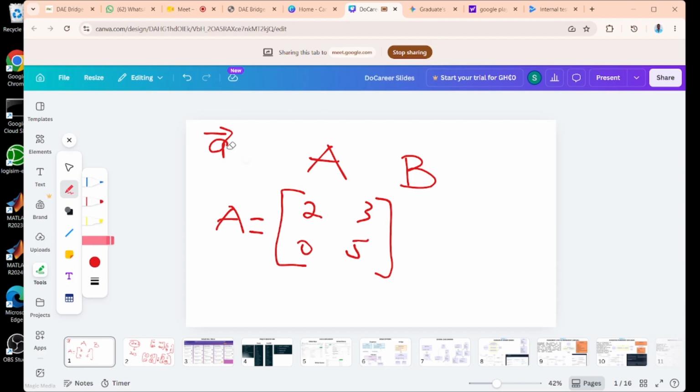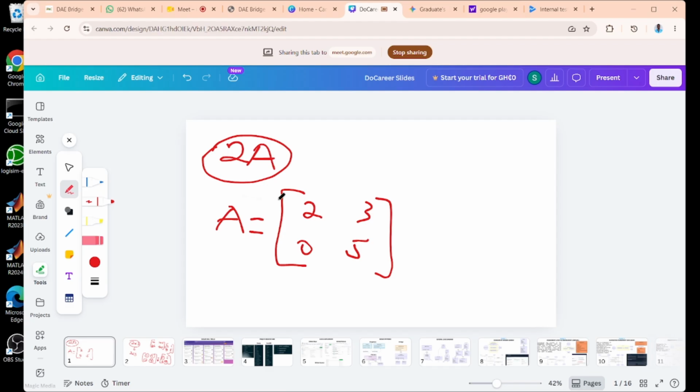Let's say you have matrix A, and they ask us to find 2A. This means that you are using the number 2 to multiply the matrix. If you are doing that, 2A will be equal to you just multiplying each element in the matrix by that number. So this one is 2 times 2, which is 4, then 6, 0, 10. That's if you have one number multiplying the matrix.